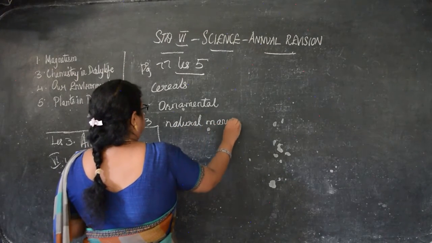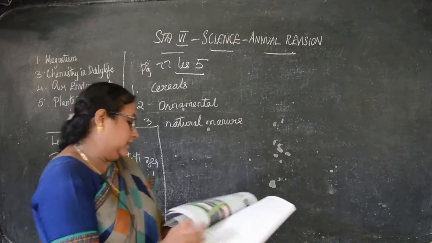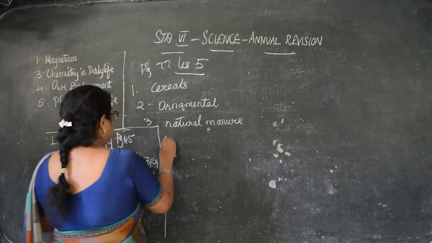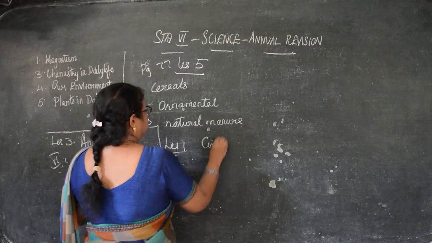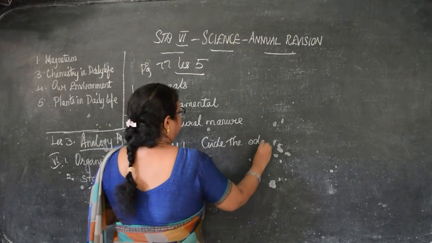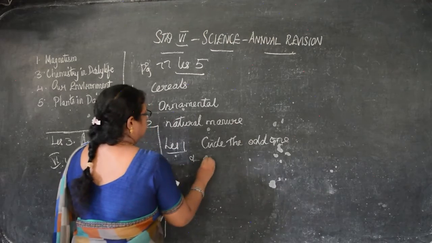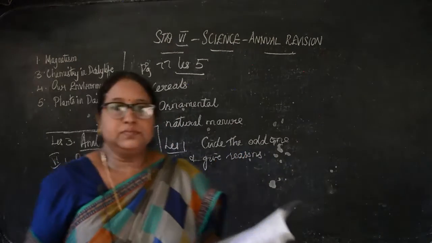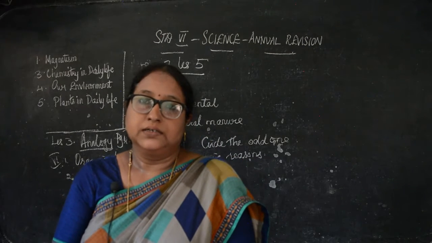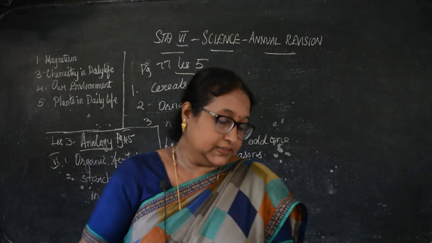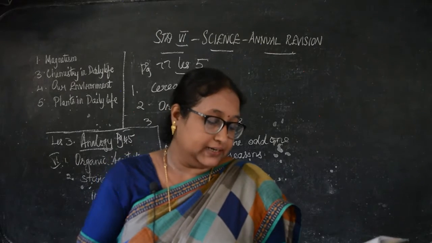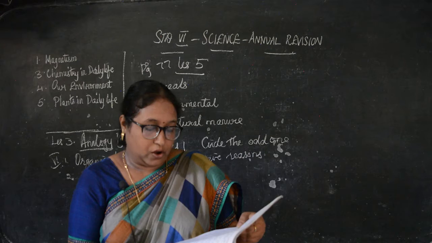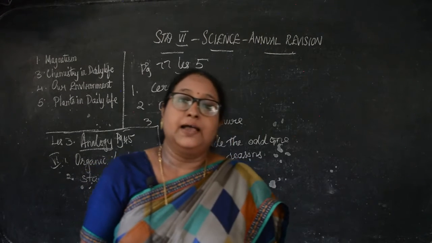Okay, children, this analogy is over. Next we will go to lesson 1. You have some circle the odd one and give reasons. Okay, that is lesson 1. Circle the odd one and give reasons. So in that, first is iron nail, pins, rubber tube and needle. So the answer is rubber tube. Rubber is a non-magnetic substance, others are magnetic substances.